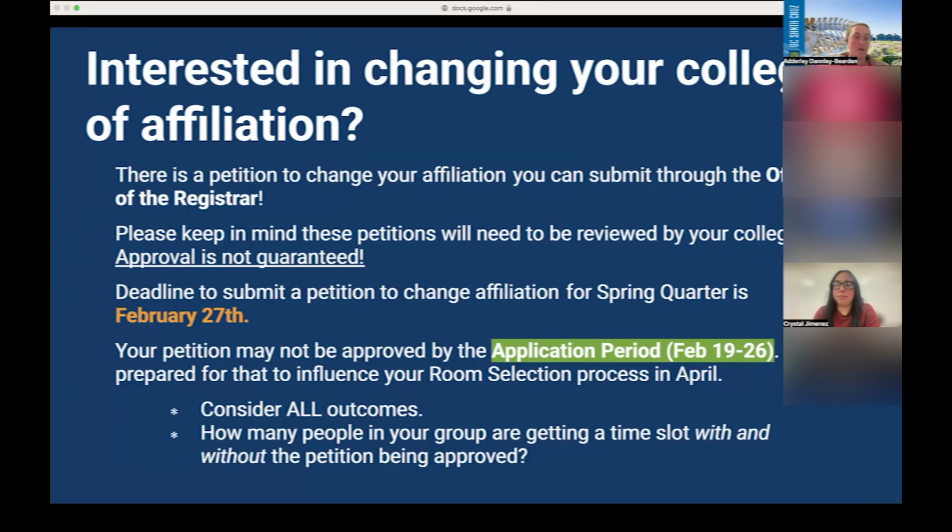It's a multi-step process. Once you submit the petition, it'll be reviewed by your college, and the approval is not guaranteed. The deadline to submit a petition to change your college of affiliation, in order for it to change for spring quarter, is February 27th. Your petition may not be approved by the application period of February 19th to the 26th. So work with your group and go through all hypothetical situations in which you do get approved to change your affiliation or you don't get approved. Make sure that you're considering all outcomes and that you're prepared for any and all of those.